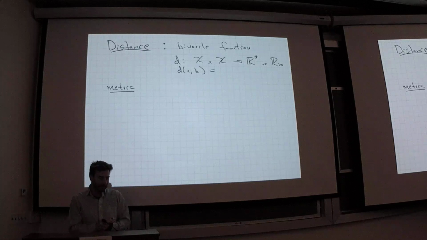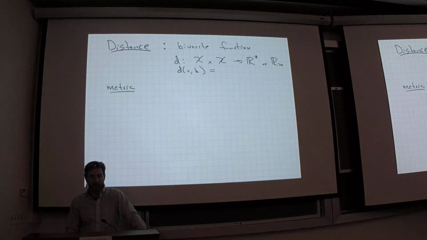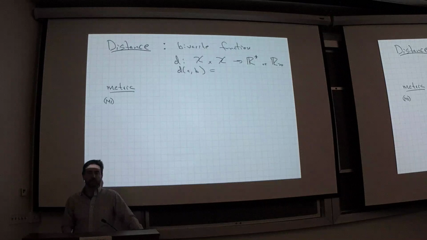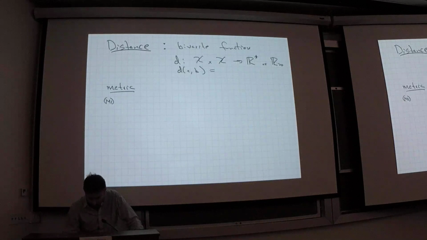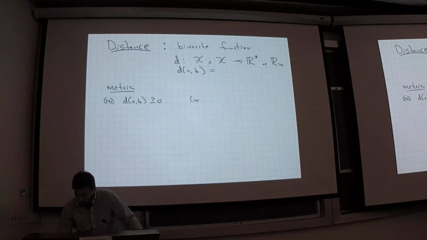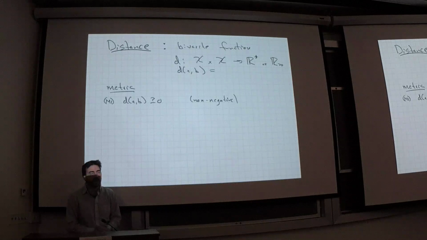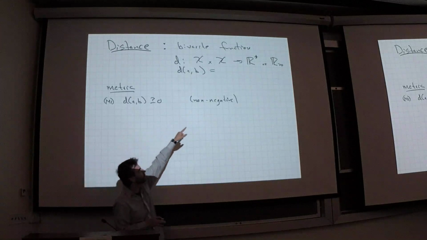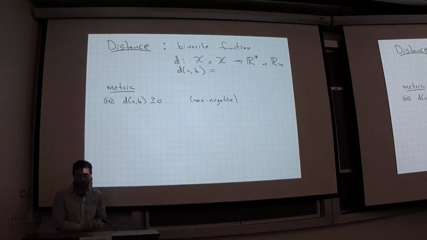We'll see some which are not metrics, but this is a special property of a distance, and it has four conditions. In order for a distance to be a metric, there have to be four things which are satisfied. First, d(a, b) is greater than or equal to 0. It's often called non-negativity. If it actually goes to R plus, then this is satisfied.